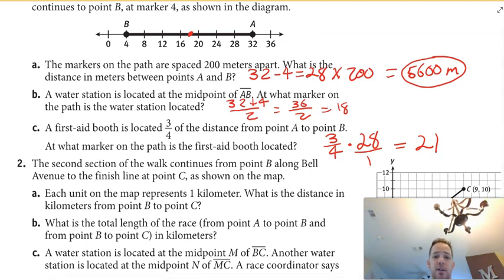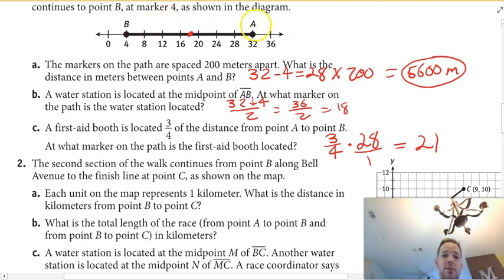So this is not our answer here. It doesn't mean that it's located at marker 21. That means instead of going 28 units from A to B, we only go 3/4 of the distance, 21 units. And also, a common mistake that students make is just going from left to right. You're not starting at B and going towards A, 21 more units, so 4 plus 21 at 25. This is not where it's at. It's 3/4 of the distance from A to B, so we need to go 21 units this way. So 32 minus 21 does give us 11. So the booth should be located at marker 11. So this was our midpoint, and this is our first aid station. So should be located at marker 11.